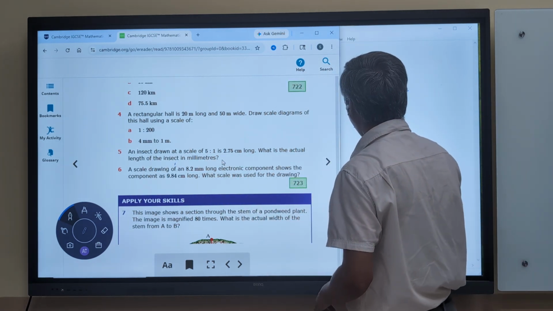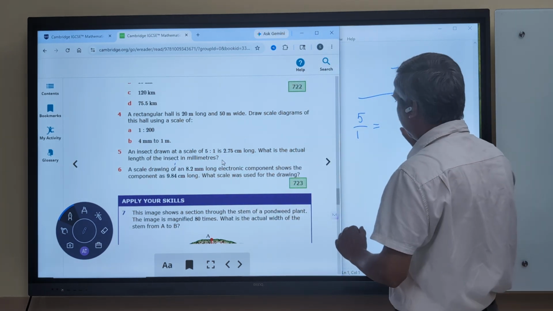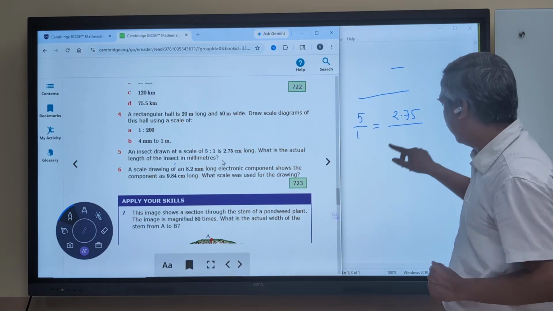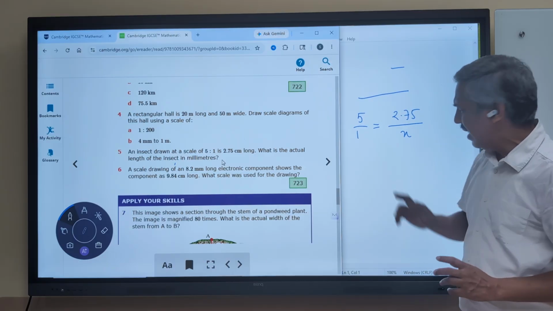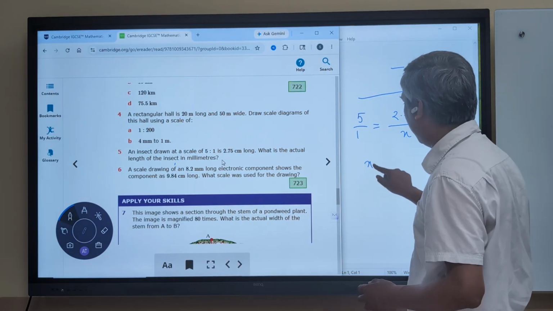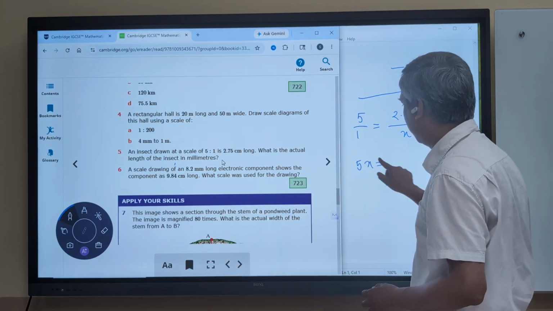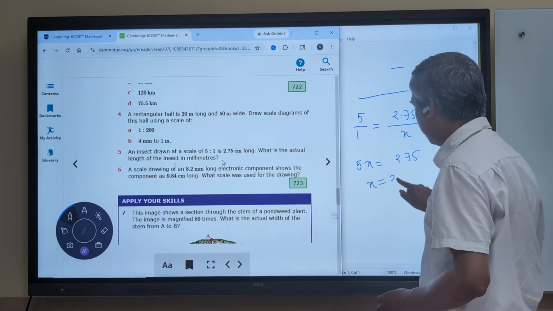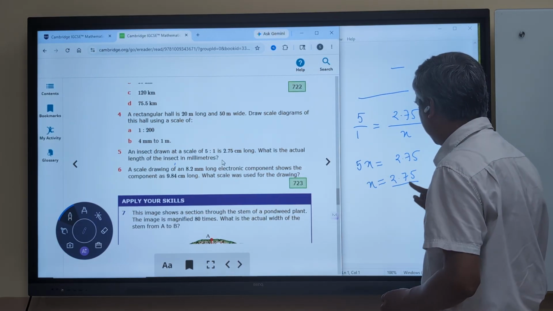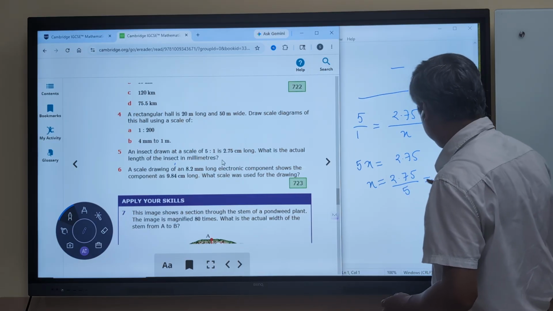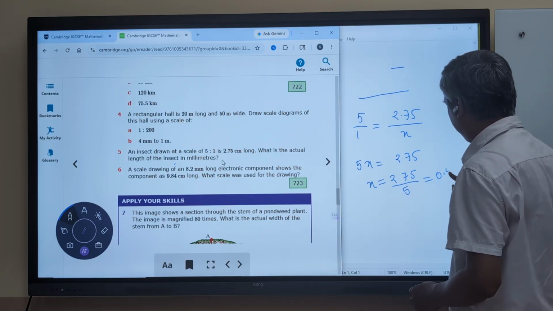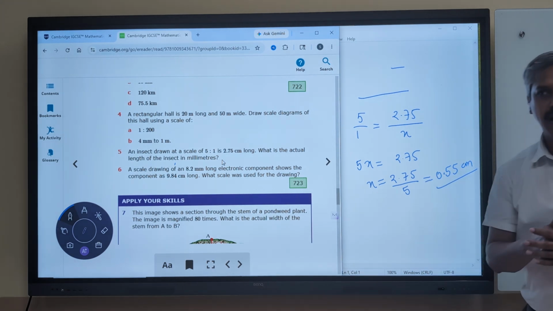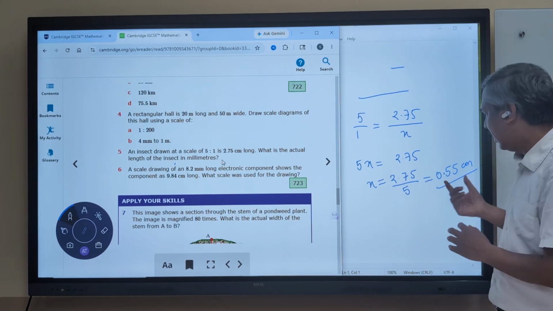So 5/1 is equal to 2.75 upon actual length. Let the actual length be x. And then let's cross multiply it. X into 5 is equal to 2.75 into 1. So x is equal to 2.75 upon 5, which is equal to 0.55 centimeter. This is the size of that insect.